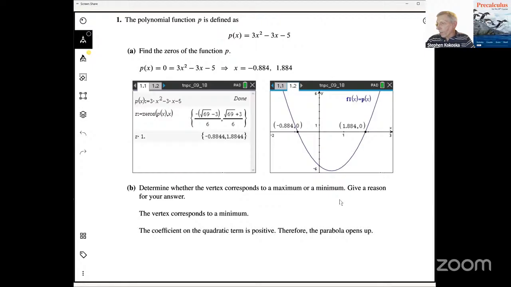So we're going to start out in problem number one with the polynomial function p defined as 3x squared minus 3x minus 5. It's a quadratic. And the first thing we want to do is find the zeros of that polynomial p. Well, it's a quadratic. And the very first thing I tried to do is to factor that. And I couldn't see a nice way to factor that.